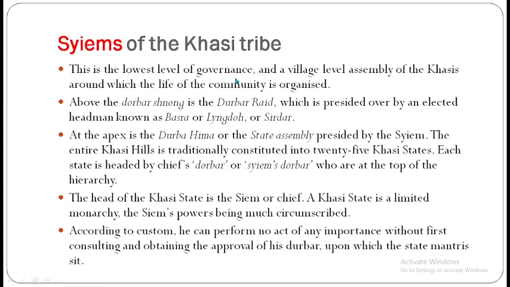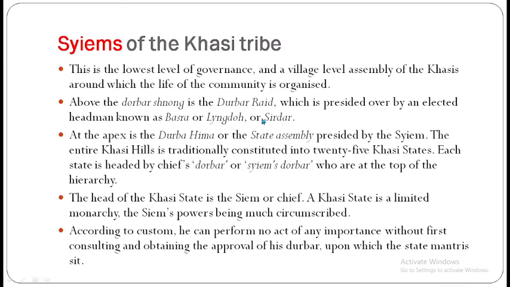The village is the lowest level of governance, and a village level assembly of the Khasis is the body around which the life of the community is organized. Above the Darbar Snong is the Durbar Red. At the lowest level, the village level, they have Durbar Snong, and at the second level, they have Durbar Red, which is presided over by an elected headman known as Basra or Lindo or Silda.